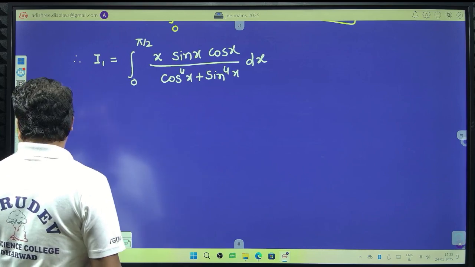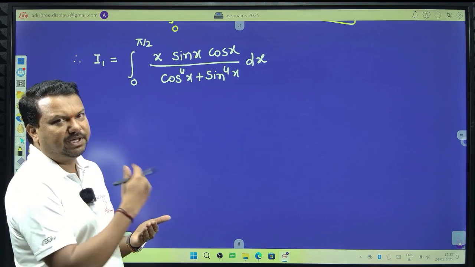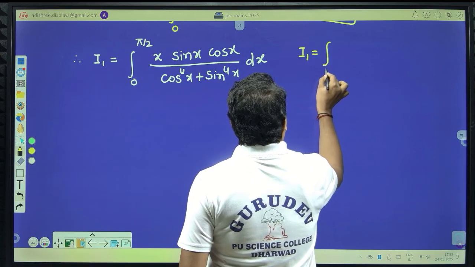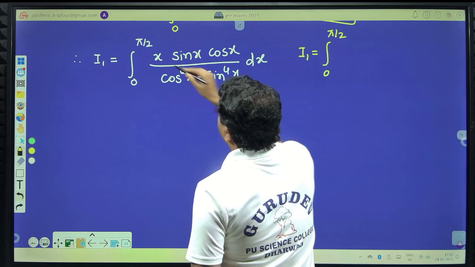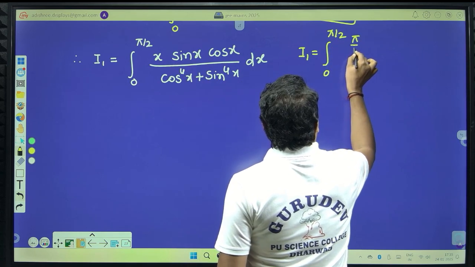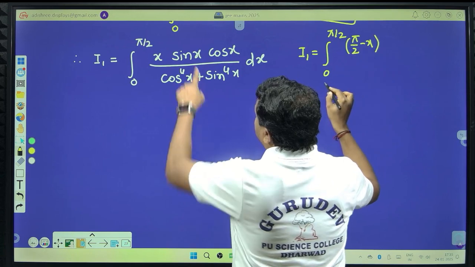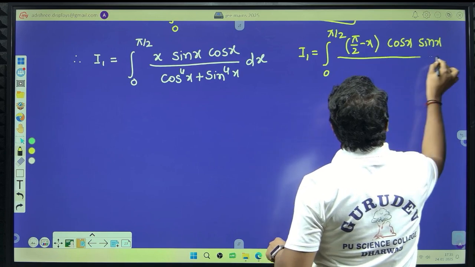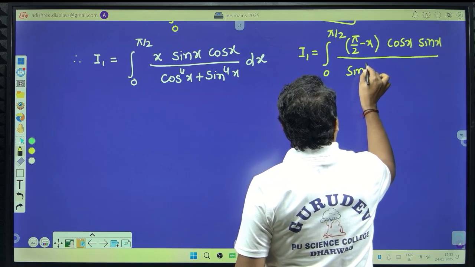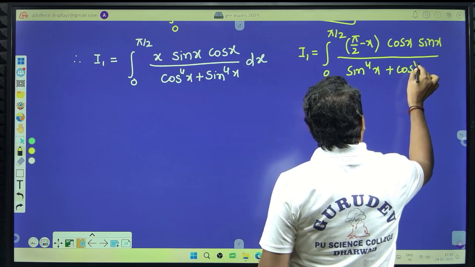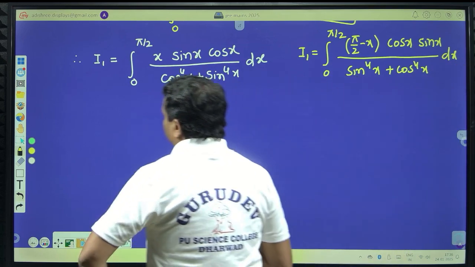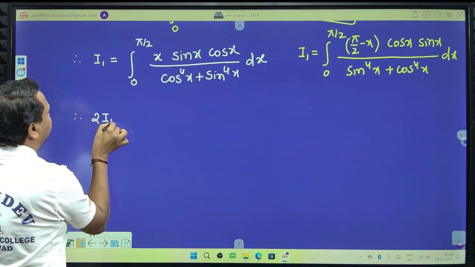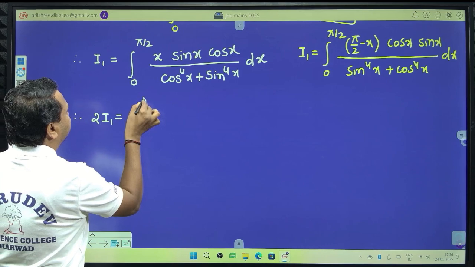So again I am taking the help of the property a plus b minus x, because we have 0 to pi by 2. So again I can write I1 is equal to integration from 0 to pi by 2. So this x will become pi by 2 minus x. Sine becomes cos x. Cos becomes sin x, whole divided by cos becomes sin x and sin becomes cos x, with respect to x. Now again I am adding the given two integrations, therefore 2I1 is equal to integral from 0 to pi by 2.